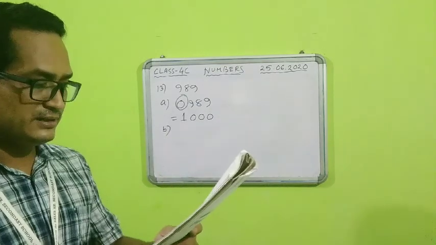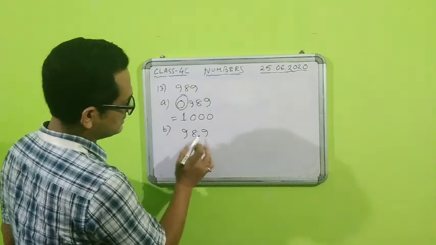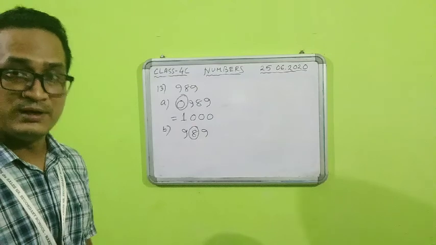Number B, it was said to the tens. So now 989, which is the tens place? Ones, tens. So this is the tens place. Now on the right hand side, it is on the ones place, it is 9.